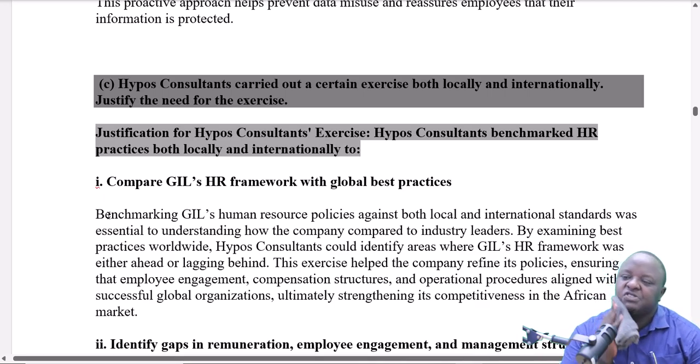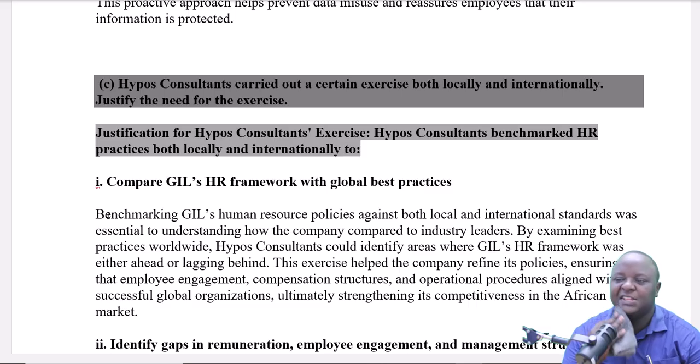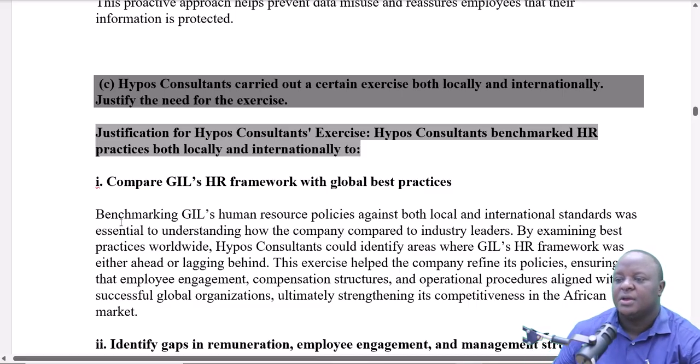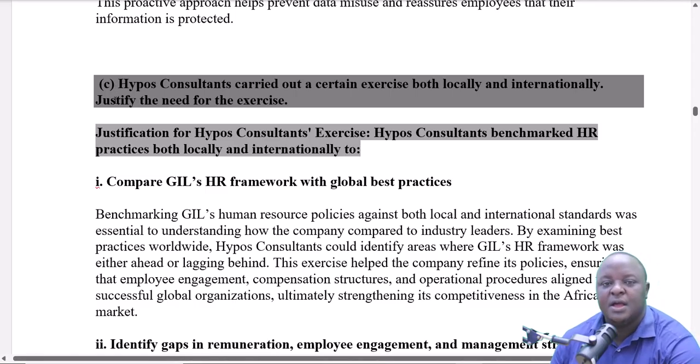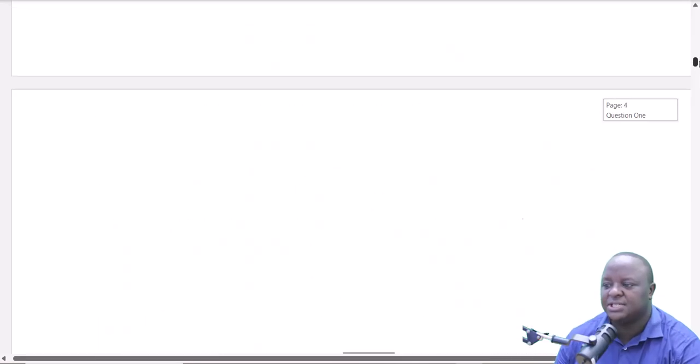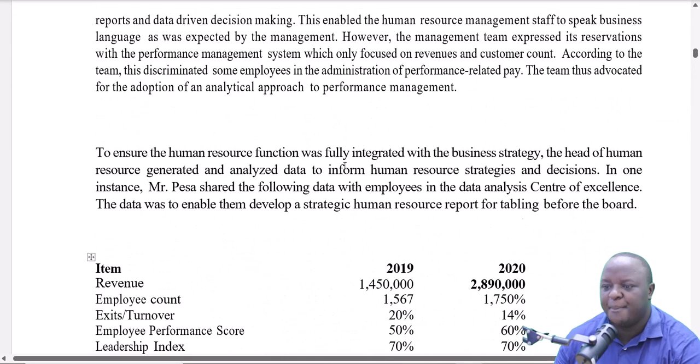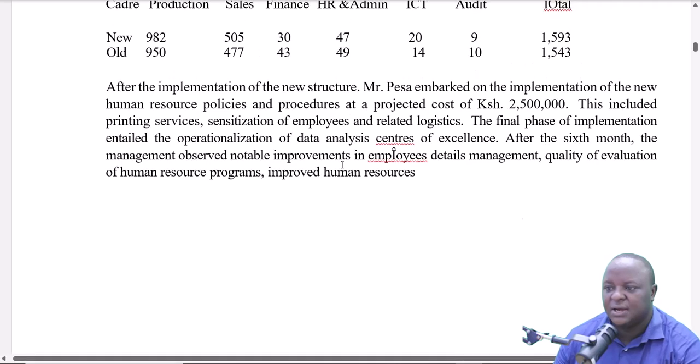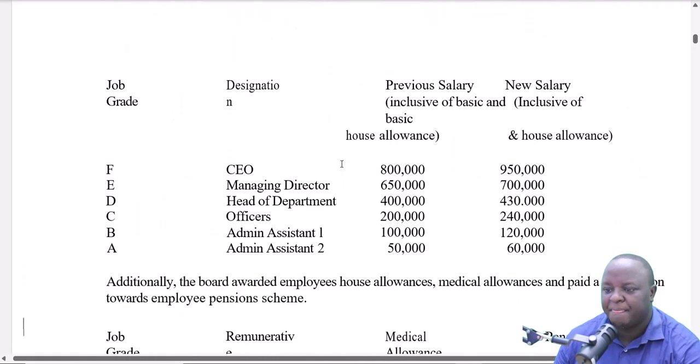Now, let's move to the second last question in this first part. Question number C. HIPO's consultant carried out a certain exercise both locally and internationally. Justify the need for the exercise. From the information that we read above, we were told that HIPO's was tasked. Where was that?